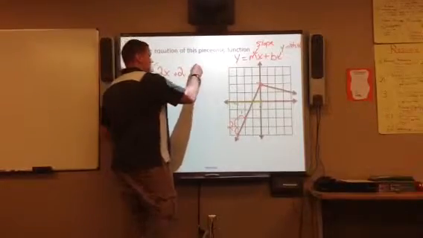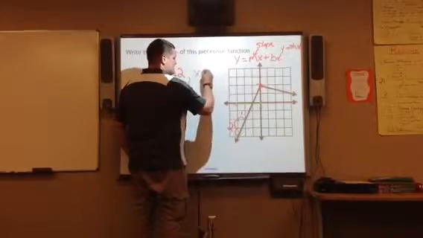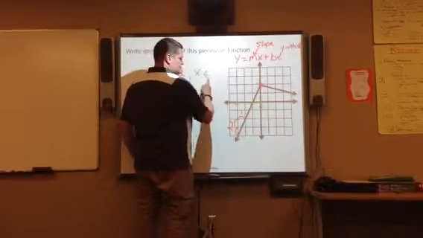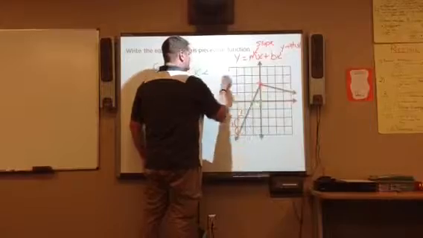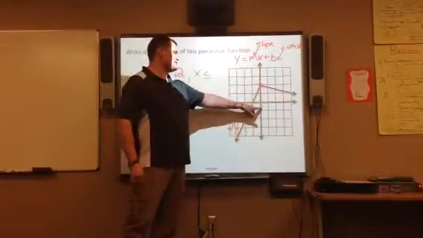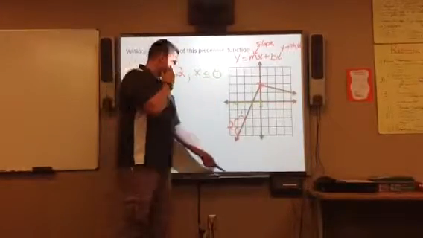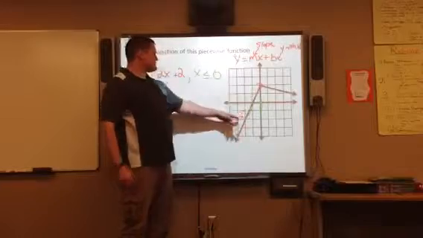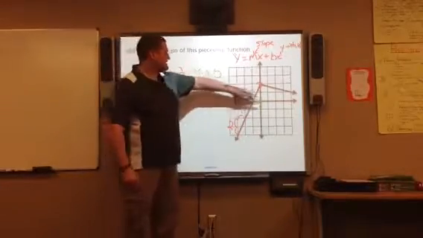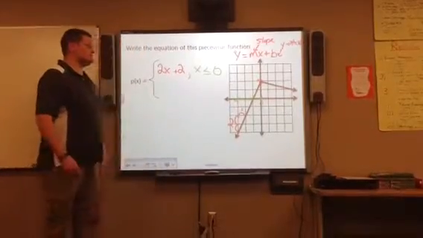So when I'm writing our domain, it's x. We take our arrow, and that's the sign we're going to use up here. And because this isn't an open circle, it's going to be less than or equal to, and our biggest number we have up here is going to be 0. So that's going to be the equation and then the domain of this first line. The first one's all set.